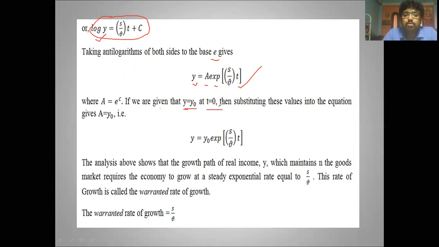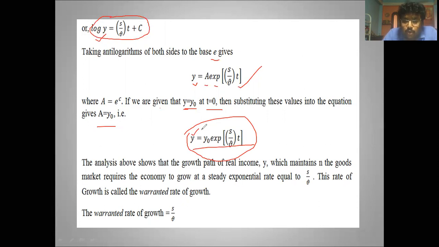So when time is t0, putting the value of t equal to 0 and substituting into the equation, we get a equal to y0. And putting the value of y0 in place of a, we get y equal to y0 exponential (s by nu) multiplied by t. What is this? This is the rate of growth, and this rate of growth maintains the equilibrium in the goods market.